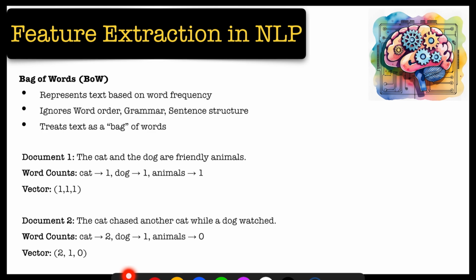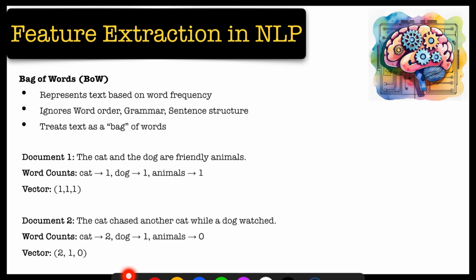Let's understand this with examples. Let's say I have these two documents. The first one is this sentence: the cat and the dog are friendly animals. I'm just considering three words here for simplicity because I want to visualize this also, and beyond 3 dimensions it's difficult to visualize, right?